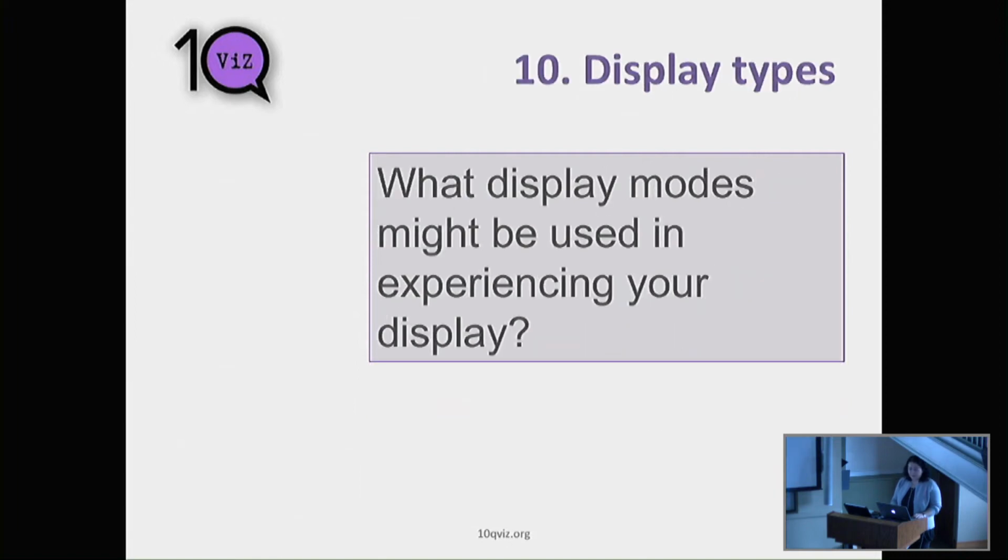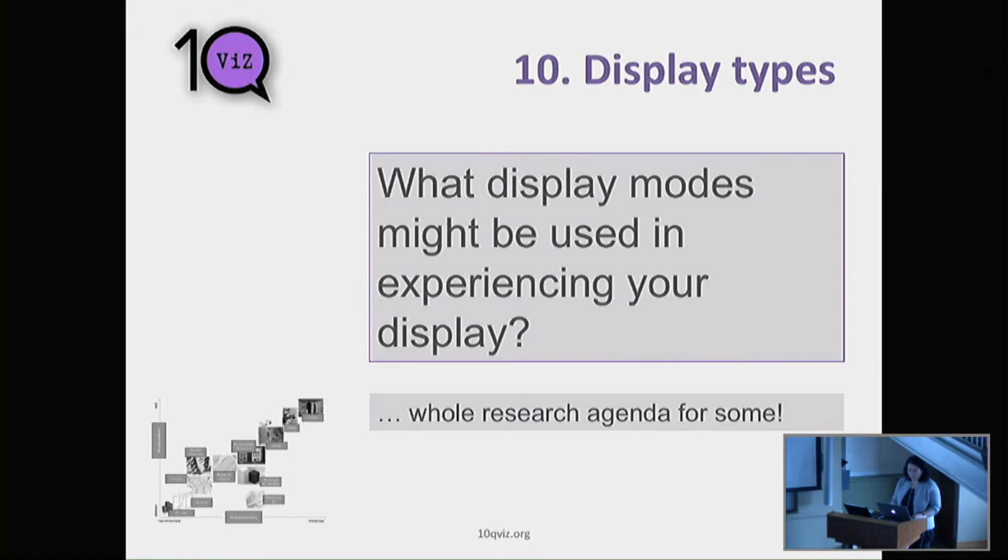The display types, that's a whole agenda, so I'm not going to take longer. You just remember that one. For 3D you have all these, but you would have this type of taxonomy for color and animation and static, and oh my god, that just doesn't end. So there's a whole bunch of PhD theses waiting to be done there.